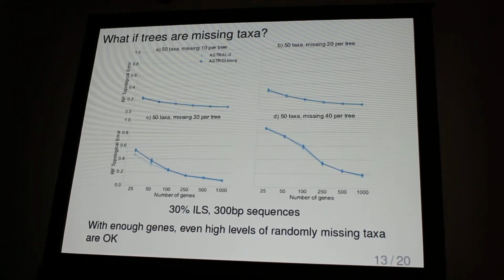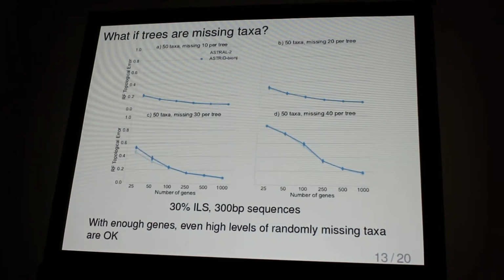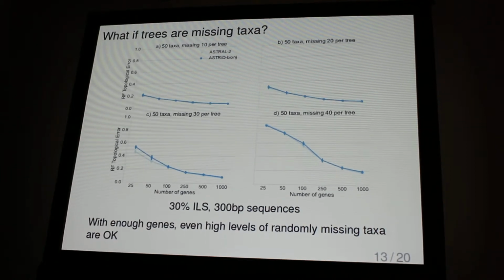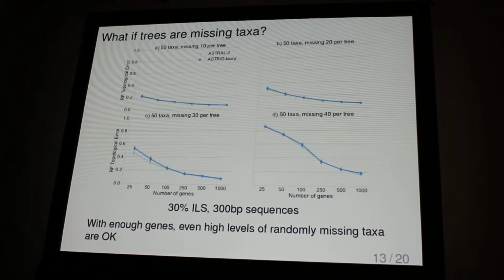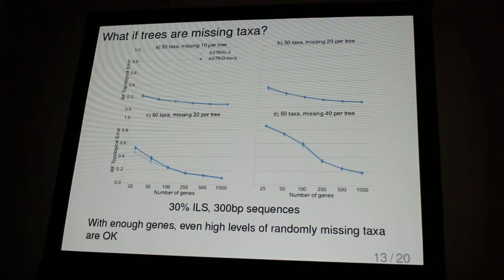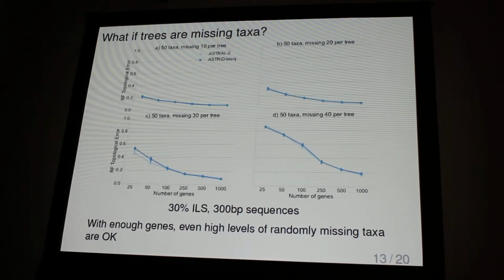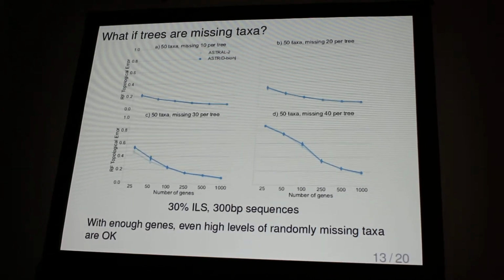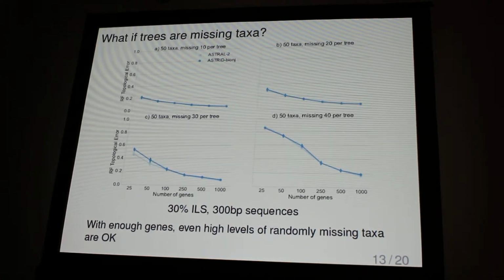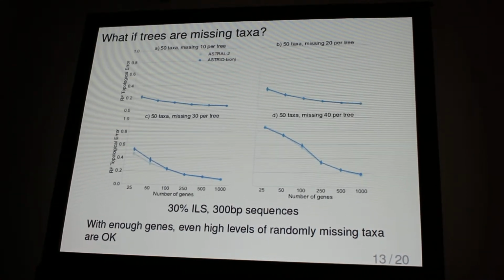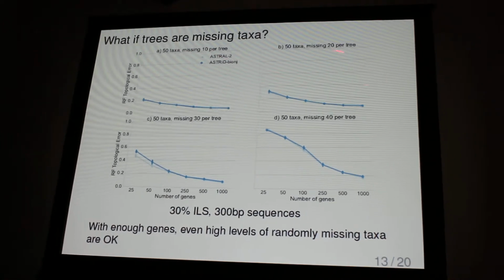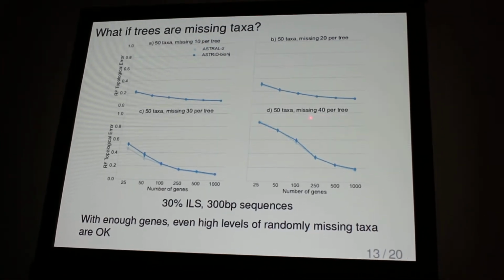We can extend this to the case where trees are missing taxa. So in a lot of cases, due to things like gene loss, we'll have trees on only subsets of the taxon set. So what we've done here is we've basically randomly removed taxa from our gene trees. So the whole taxon set has 50 taxa, but here we've removed 10, 20, 30, and 40 taxa from each tree.